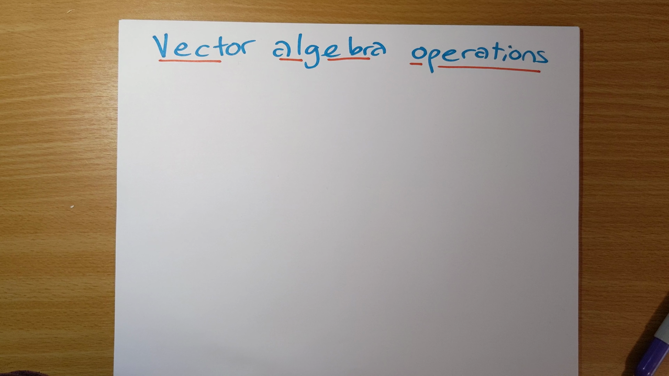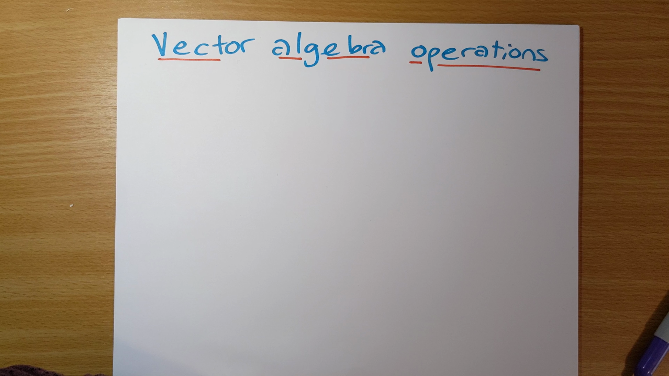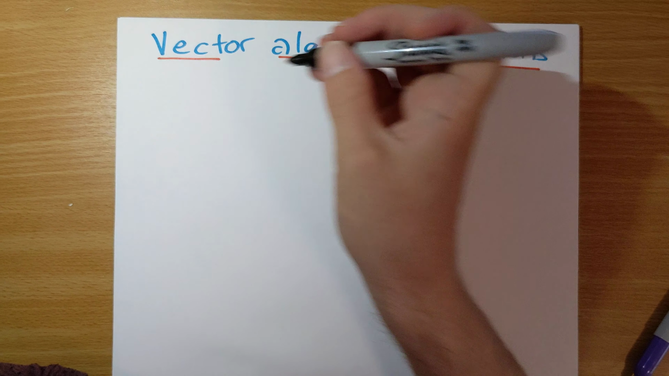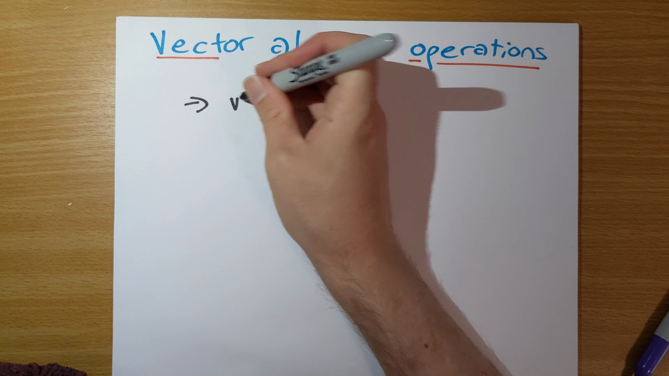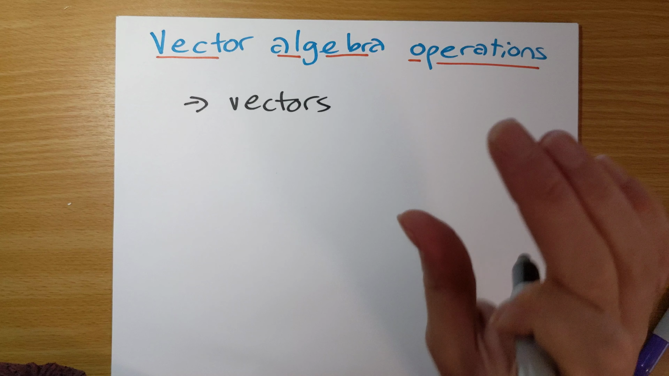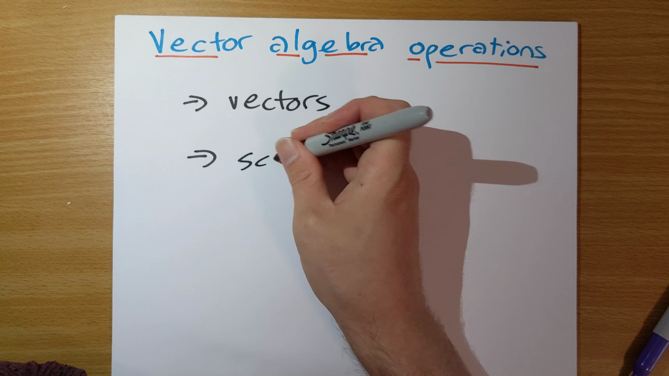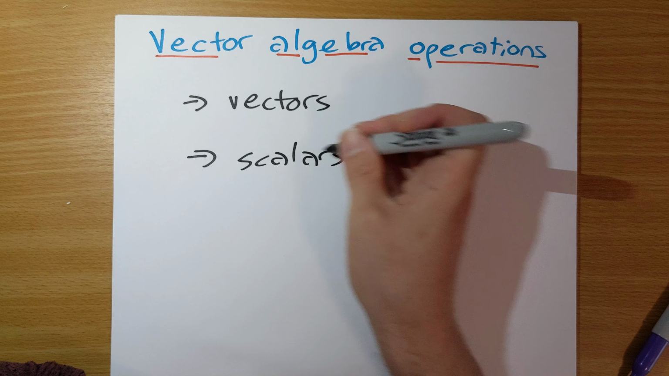Vector algebra operations. Let's talk about what are the different calculations or the different operations that we can do with vectors. There's a couple of things that we want to make sure we can distinguish between. In this little video, we're going to be talking about vectors, but we're also going to be talking about something called scalars.